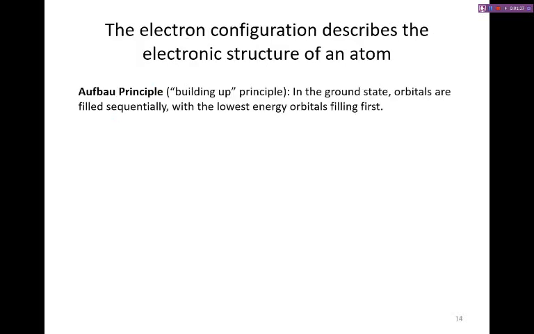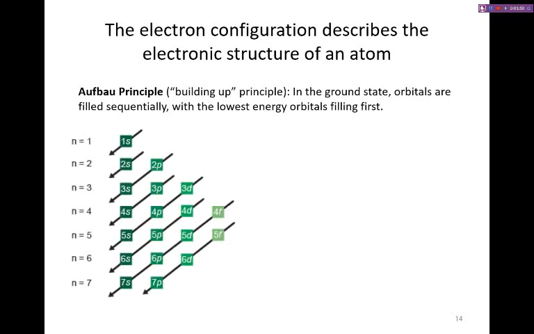This brings us to what we call the Aufbau Principle, which is German for building up. And it states that in the ground state, orbitals are filled sequentially, starting with the lowest energy orbitals first. And you've seen this diagram when you did your reading in the ebook that illustrates the order in which we fill up the orbitals. It starts with the 1s, then the 2s, then the 2p, then the 3s, etc. It just simply follows going up vertically on that diagram that we showed on the previous slide.